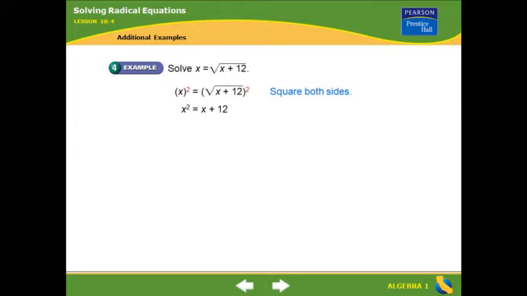Observe the result of squaring both sides. We come up with a quadratic equation already, a quadratic polynomial. Since this is a quadratic polynomial or equation, we can solve this in different ways. You can try the factoring method if it is factorable.